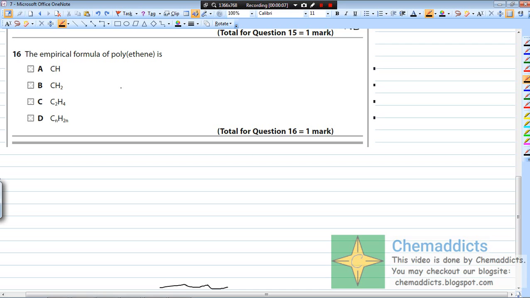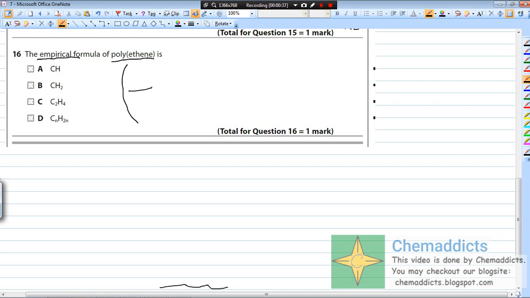Well fellas, now we're gonna solve this question. This question says the empirical formula of polythene is given by this. In order to determine the empirical formula of this particular polymer, we need to at first draw the structural formula for this polythene.